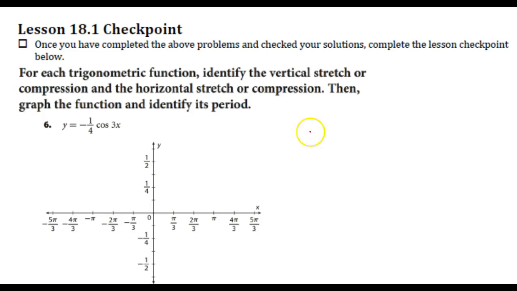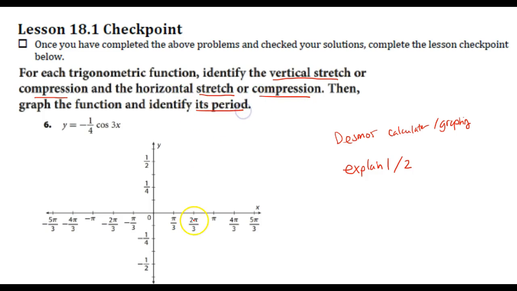Okay, for the next one, it's also a cosine function. They'll still ask you to do the same thing. Again, use your Desmos calculator or graphing tool to kind of create your table or your points and record those here. And then again, using our sentence starters from explain 1 and 2 to kind of identify a vertical stretch or compression, horizontal stretch or compression, and identify the period.